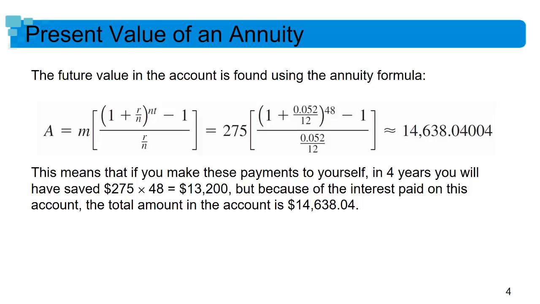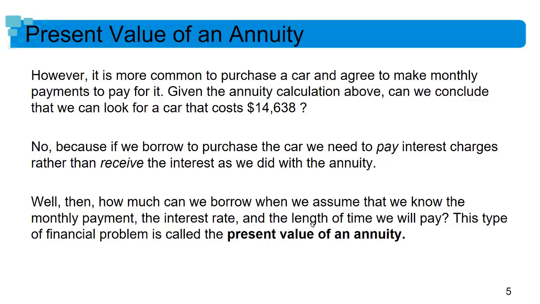Now, if you just took $275 a month for 4 years, for 48 months, that would just be $13,200. So as you can see from the math, if you take the difference between the two, you're basically making about $1,400 in interest, which isn't too shabby.